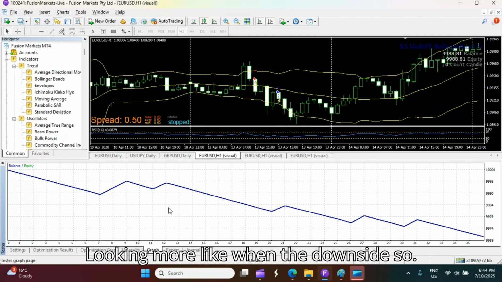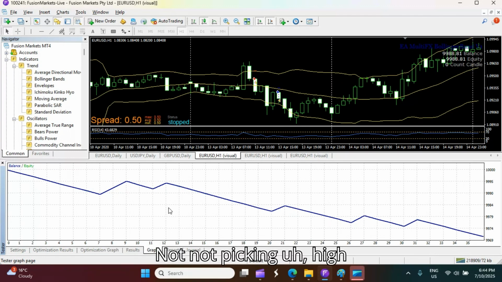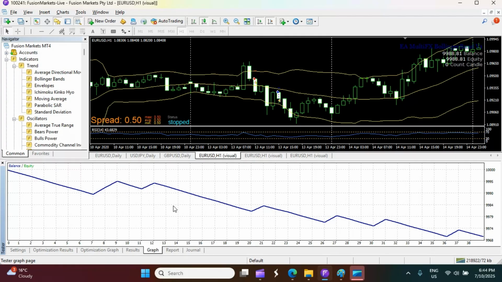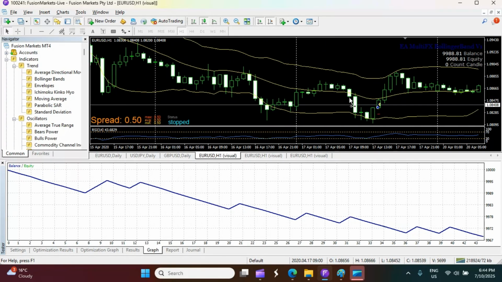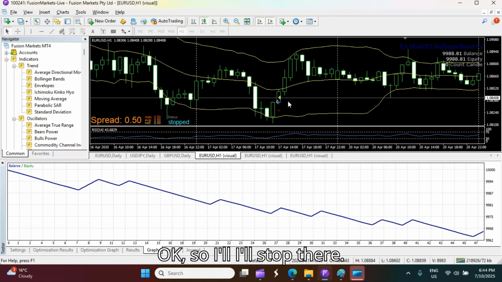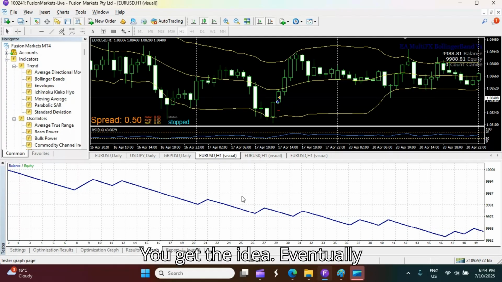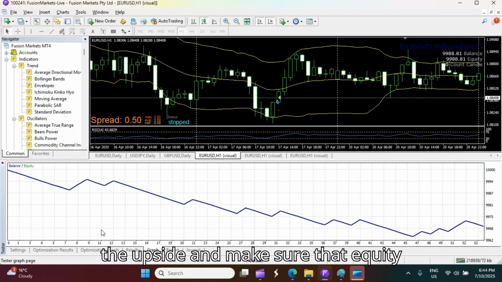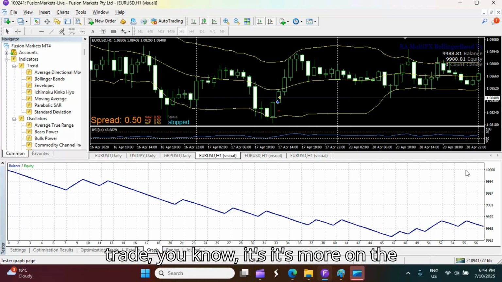It's looking more like it's on the downside, so it's not picking high probability trades. I'll stop there. You get the idea. Eventually, we want to take this bot to the upside and make sure the equity curve is more on the upside.